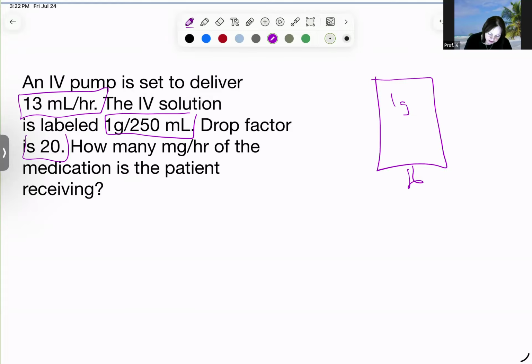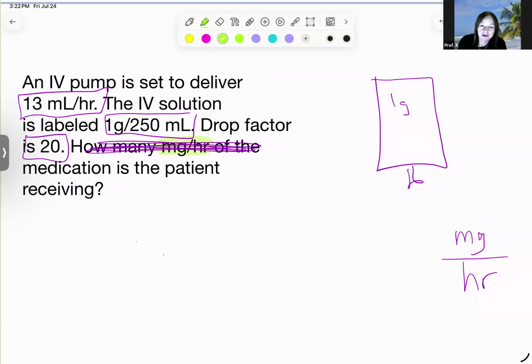It's offering me a drop factor of 20. And it's telling me what my wanted is. How many milligrams an hour is the patient getting? Milligrams per hour. So I know where I'm going, milligrams per hour. And what's that magic word that's in here? I know I'm using a pump because it says it, and plus it's telling me it's running at 13 milliliters an hour. So I need to know that because what do I do with the drop factor? I get rid of it. I don't need it.